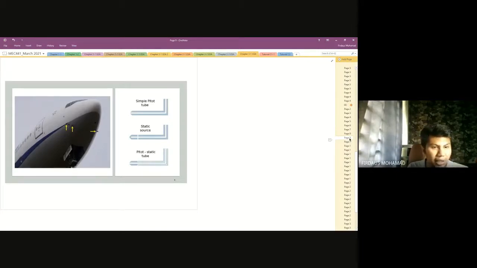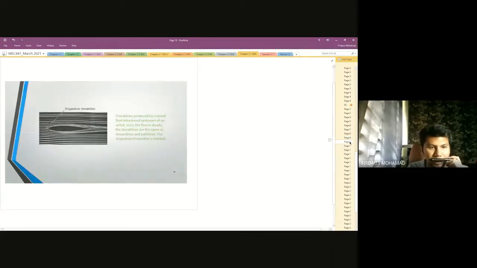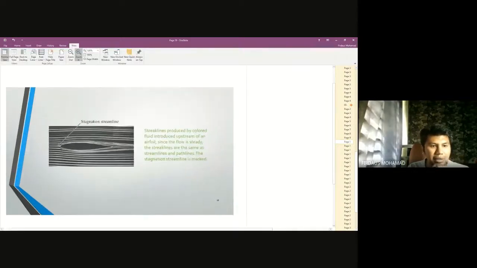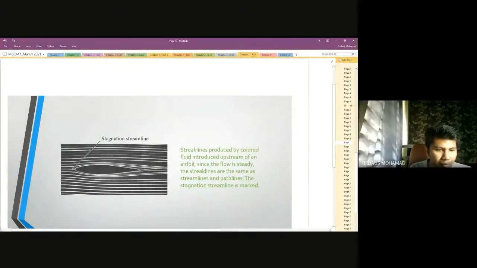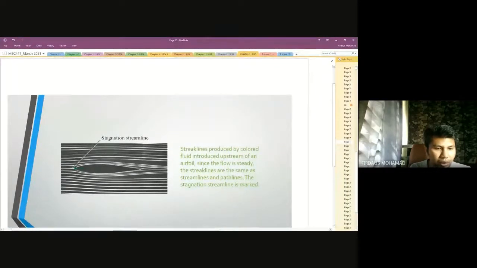Okay, so this is an example of a pitot tube, static source, or pitot static tube. You will be boarding an airplane after this, so you can look for this on the airplane, Air Asia or Mars or whatever. Okay, so this is the stagnation streamline. Where is the stagnation? Right here, the stagnation point. So at here velocity V2 equals 0. So we can use the Bernoulli equation in order to find the pressure or the velocity. Okay.